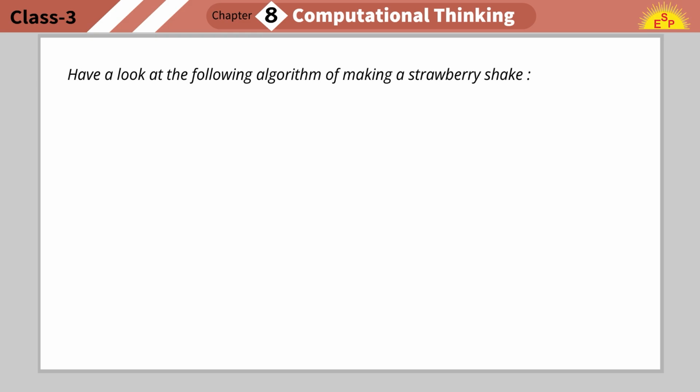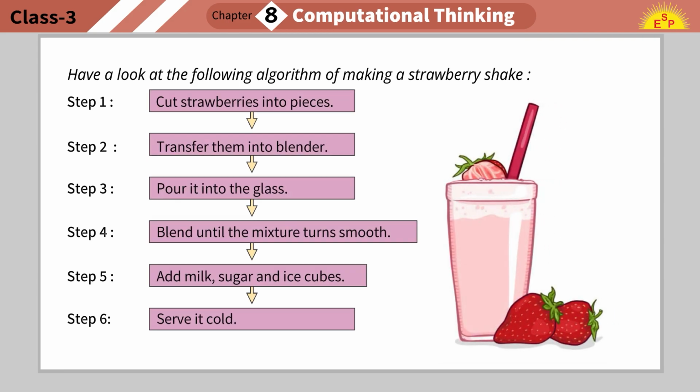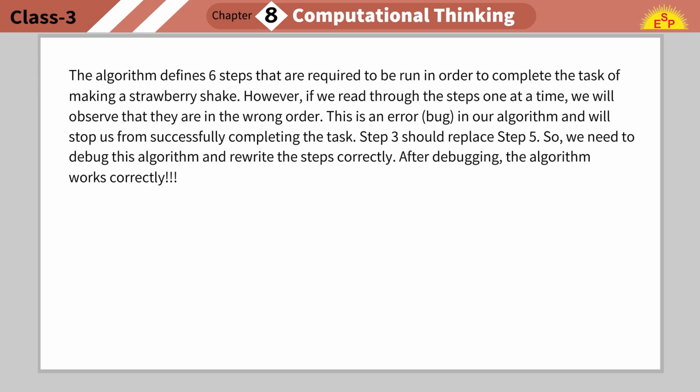Have a look at the following algorithm of making a strawberry shake. Step 1. Cut strawberries into pieces. Step 2. Transfer them into a blender. Step 3. Pour it into the glass. Step 4. Blend until the mixture turns smooth. Step 5. Add milk, sugar and ice cubes. Step 6. Serve it cold. The algorithm defines 6 steps that are required to be run in order to complete the task of making a strawberry shake.